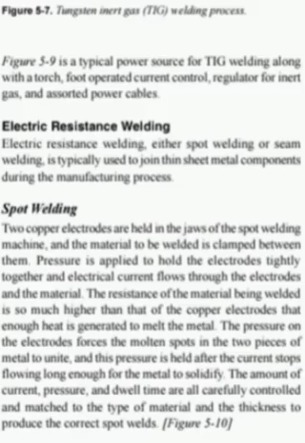The resistance of the material being welded is so much higher than that of the copper electrodes that enough heat is generated to melt the metal. The pressure on the electrodes forces the molten spots in the two pieces of metal to unite, and this pressure is held after the current stops flowing long enough for the metal to solidify. The amount of current, pressure, and dwell time are all carefully controlled and matched to the type of material and the thickness to produce the correct spot welds.